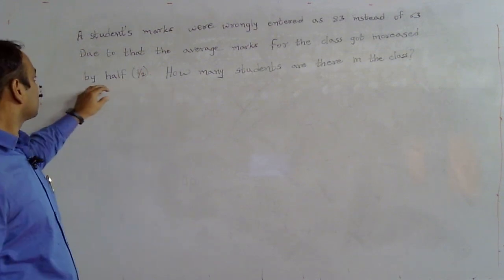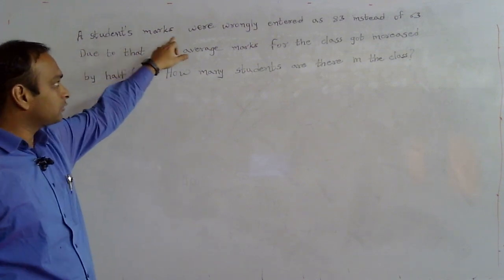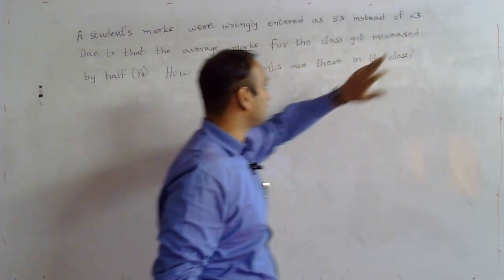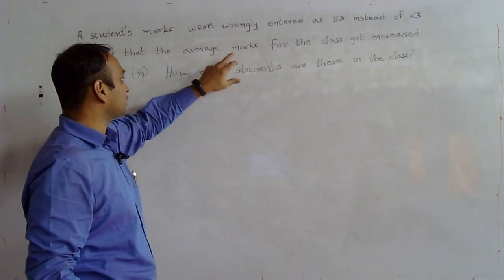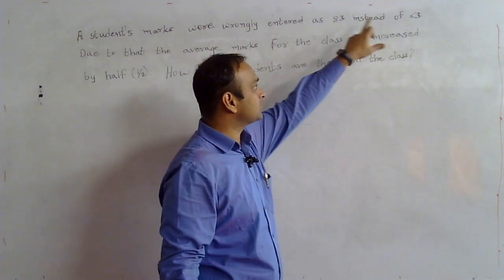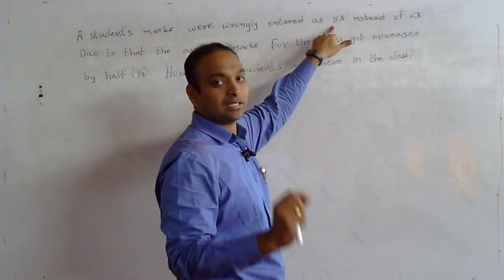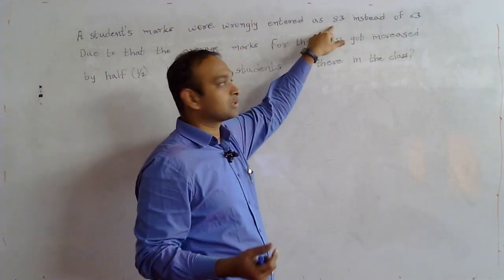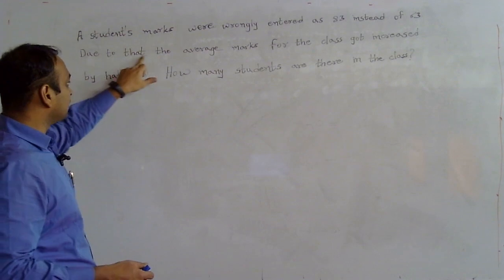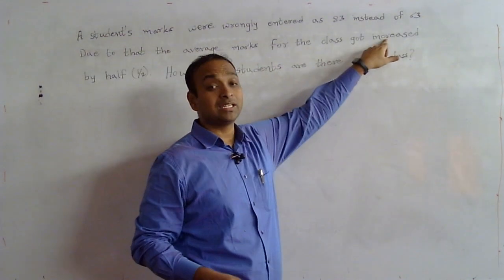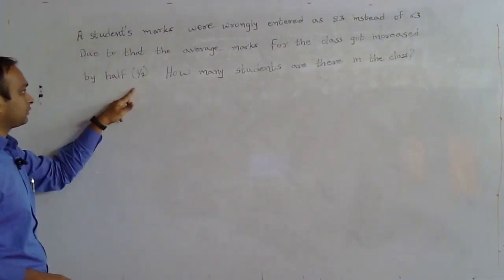Let's read it first. A student's marks were wrongly entered as 83 instead of 63. So marks got wrongly entered as 83 instead of 63. 63 are the actual marks, the right marks. 83 are the wrongly entered, mistake marks. Due to that, the average marks for the class got increased by half.